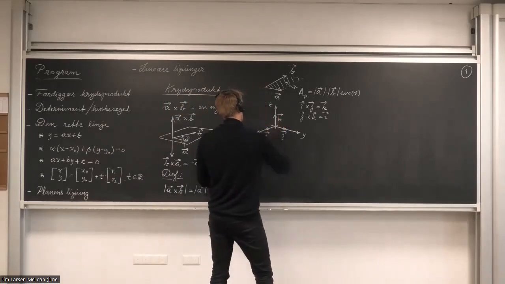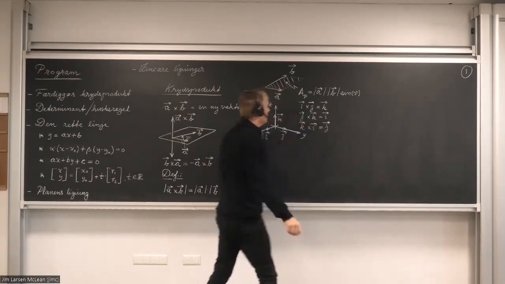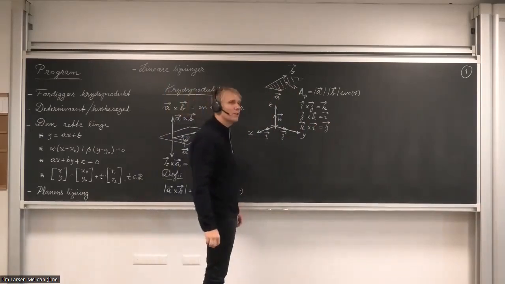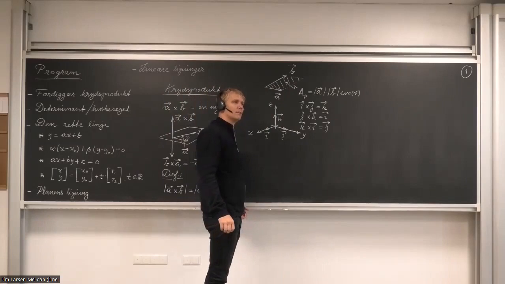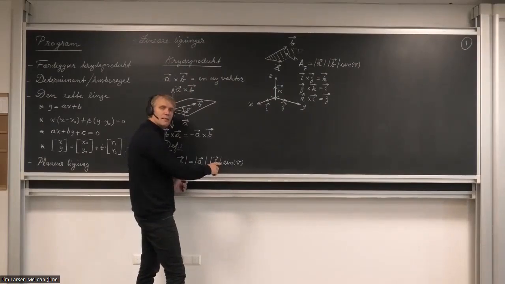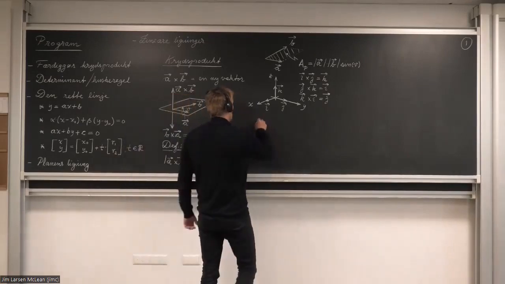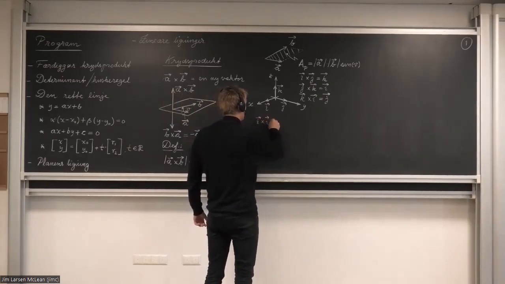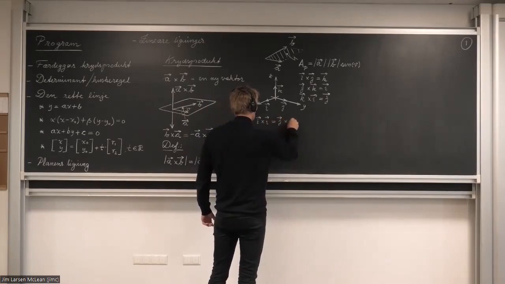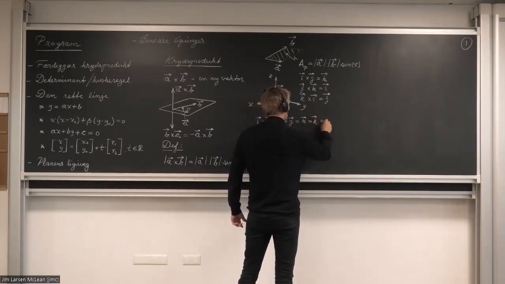Finally, we can try k cross i. It gives j. And one last thing is that if you cross a vector with itself, you get the zero vector. Is that right? Yes, it is, because if you cross a vector with itself, the angle between the vector and itself is 0, and the sine of 0 is 0. This means the length becomes 0, and a vector with length 0 is called the zero vector. So i crossed with i is the same as j crossed with j, is the same as k crossed with k, and it's all equal to the zero vector.